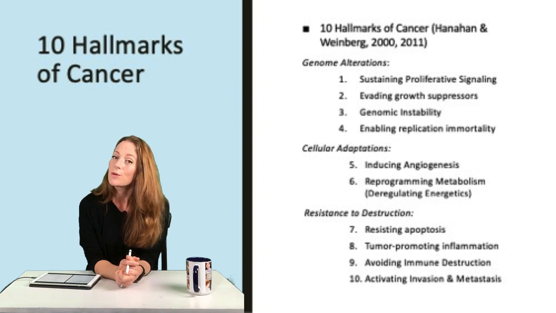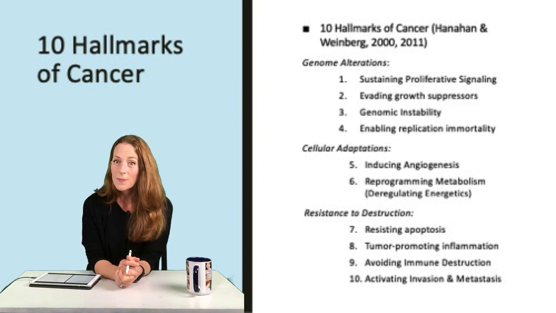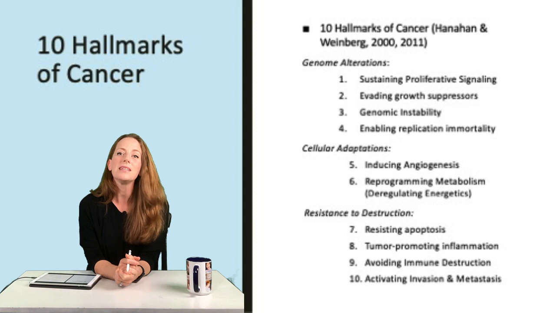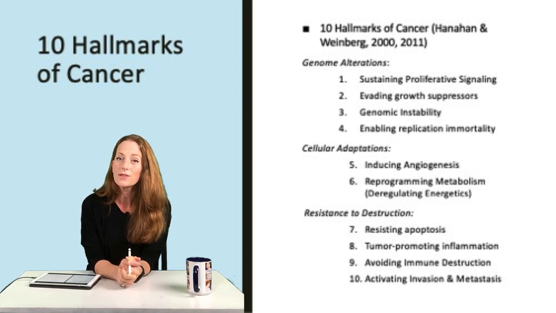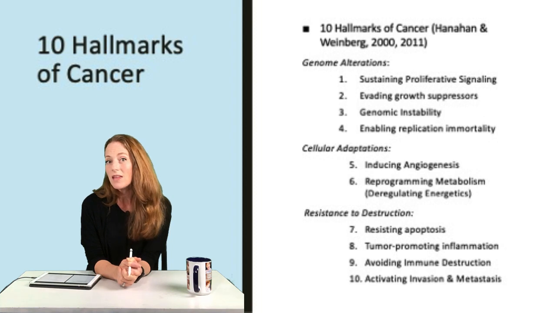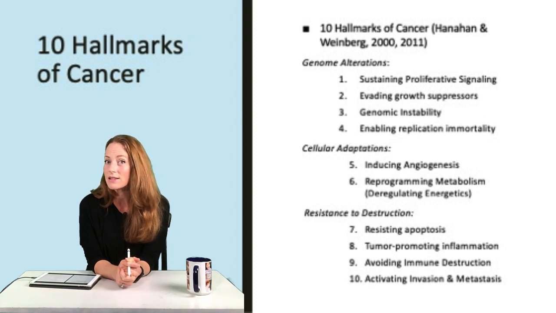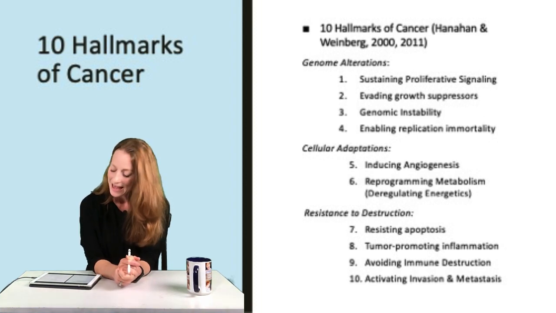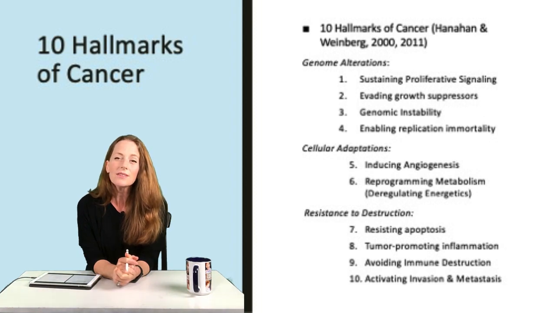The next group of the hallmarks of cancer are the cellular adaptations that allow tumor growth and cancer cell growth to continue. They have increased blood supply, or increased angiogenesis, and they have some interesting differences in metabolism that allow them to have an advantage against the other cells nearby.